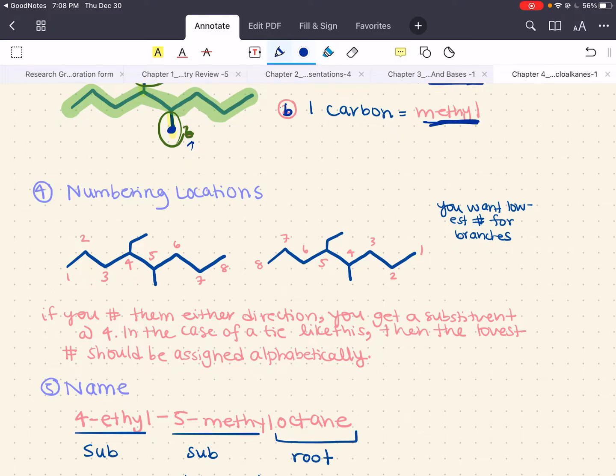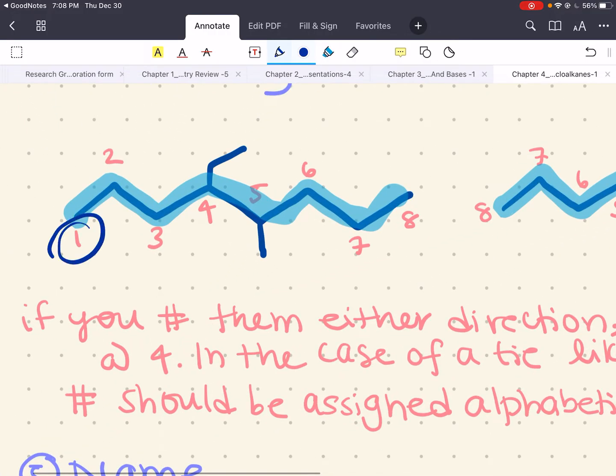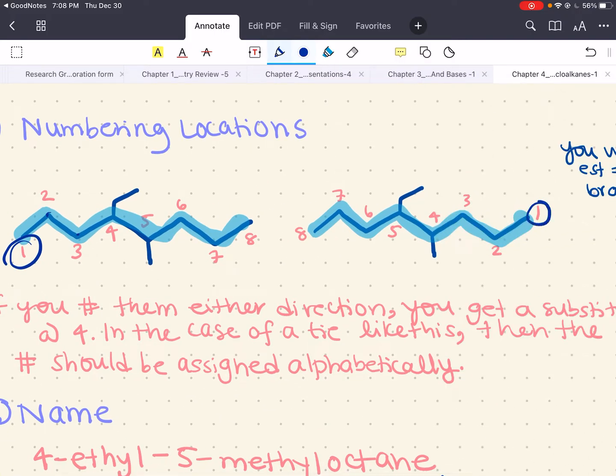All right, here we want to number locations. Here's our main branch. Let me remind all of y'all, here's our main branch. I just drew it twice here. Now we can start numbering on here. We can start the numbering here and call that carbon 1, this next carbon 2, this next carbon 3, and so on. Or we can start our numbering on the other side and call this carbon 1, this carbon 2, 3, 4, and so on.